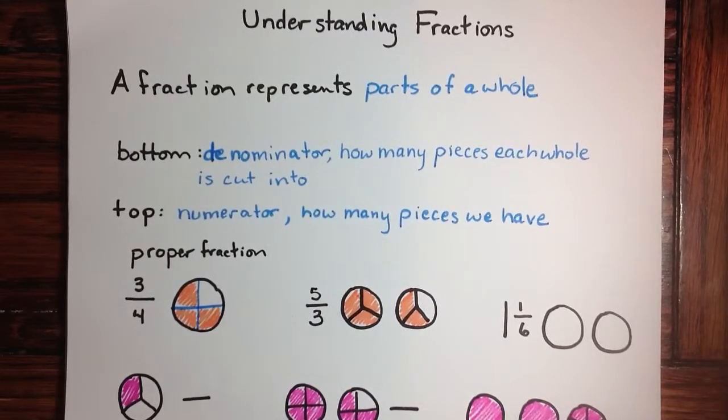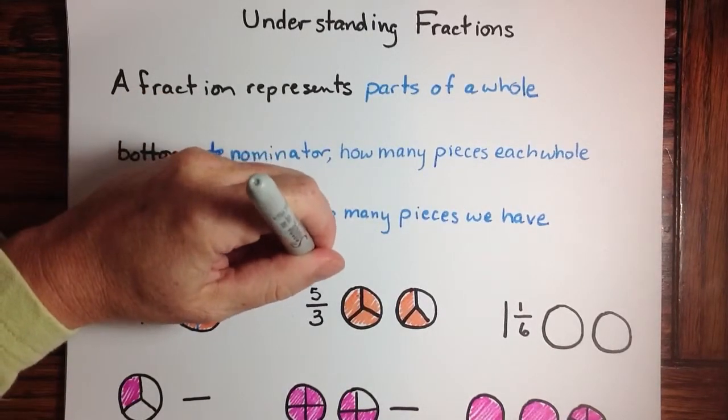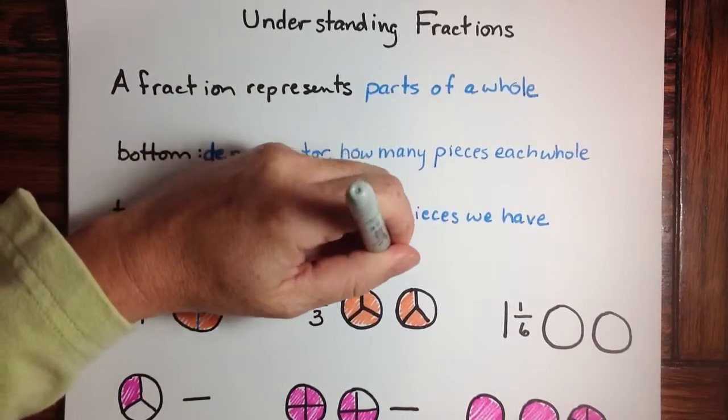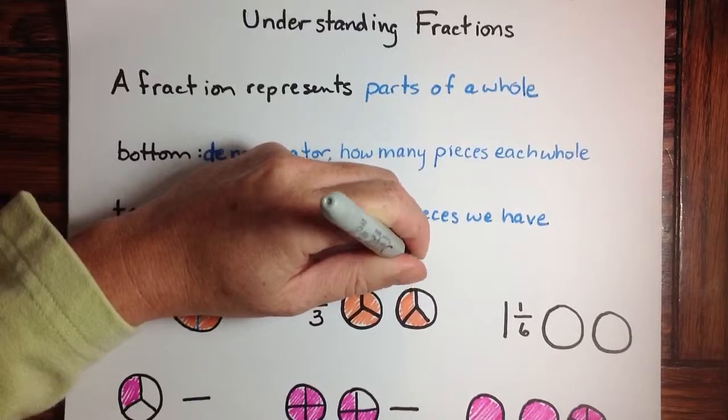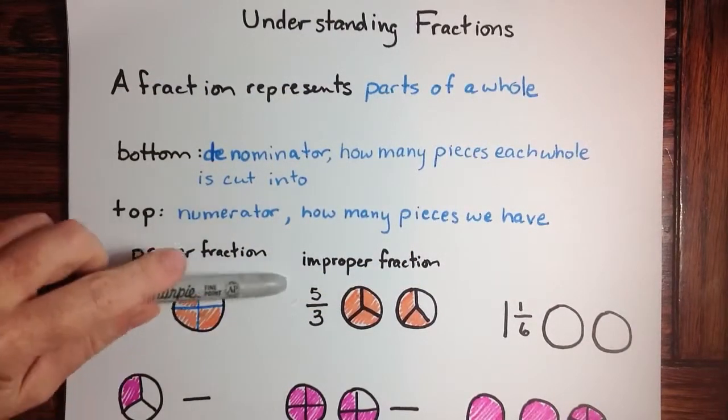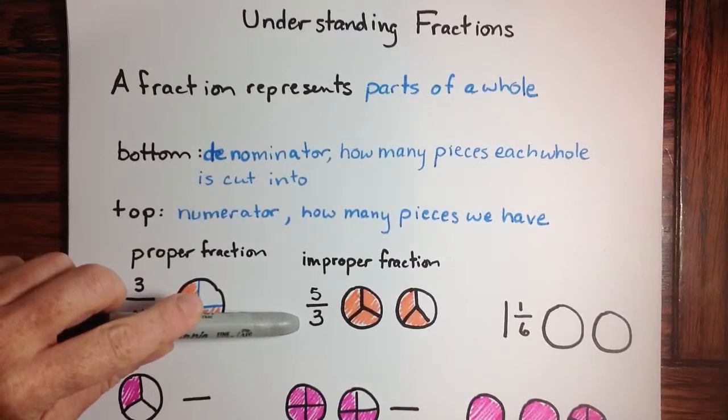And the name for this type of fraction is an improper fraction. Improper fractions have numerators larger than their denominators.